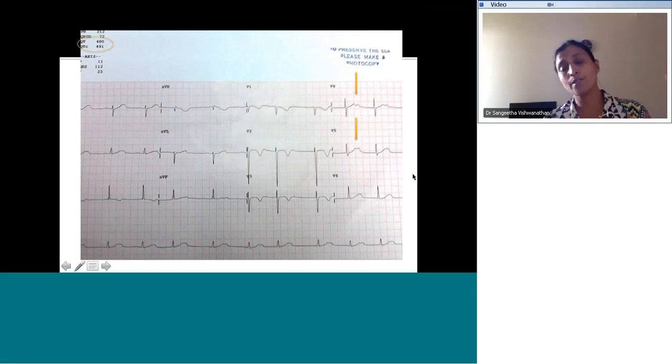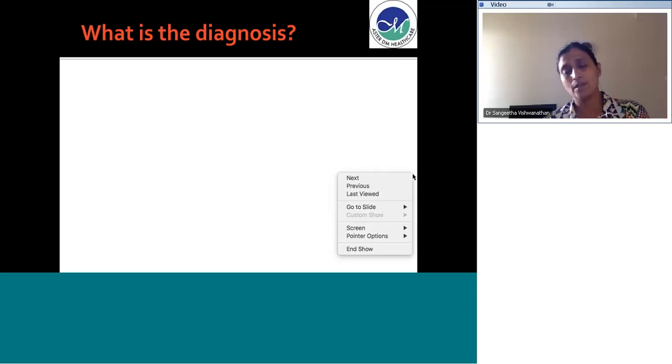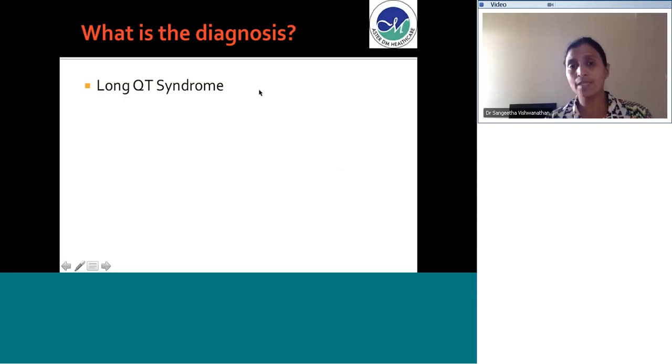So this child had long QT syndrome, only 6 years of age, had lost a sibling to sudden cardiac death, and was having multiple episodes in the last 6 months. We can see that the ECG is clearly abnormal with a prolonged QT interval of nearly 500 milliseconds and abnormal T waves. So how would you treat?